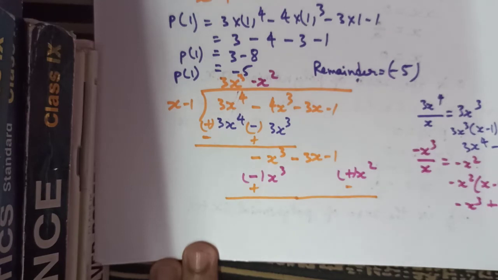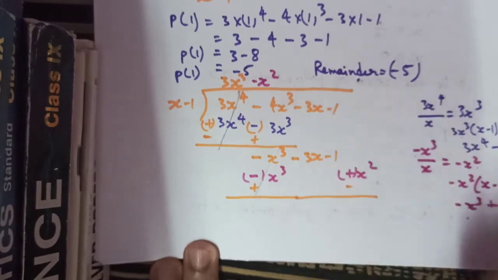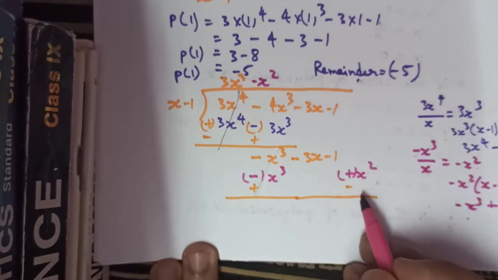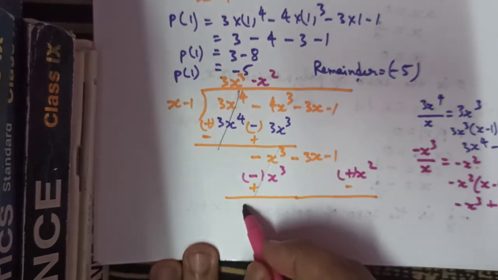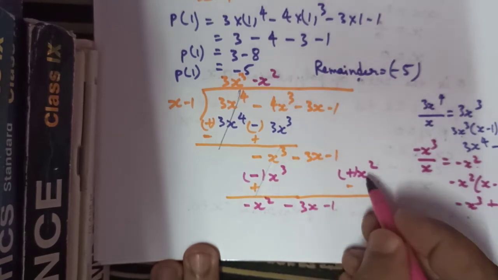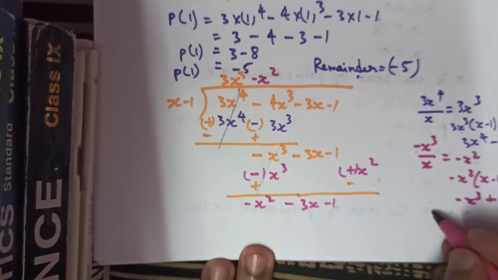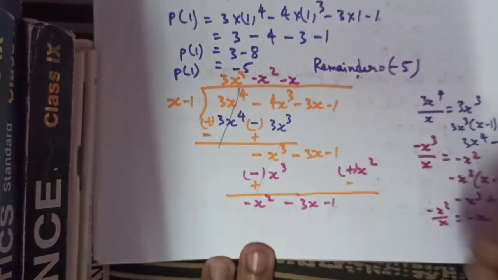This will be cancelled, like this here and this here will cancel out, and we get minus 3x minus 1 minus x square, but we prefer to write it in the standard form. So I am writing it as minus x square minus 3x minus 1. I have written minus x square over here. Again minus x square divided by plus x.